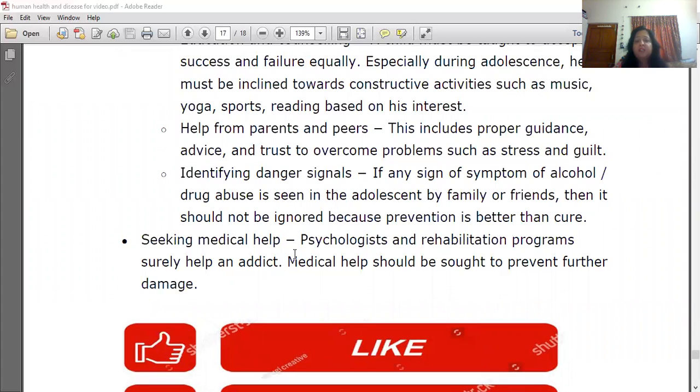Next is seeking medical help. Psychologists and rehabilitation programs are there which help in addiction. So medical help should be sought to prevent further damage.